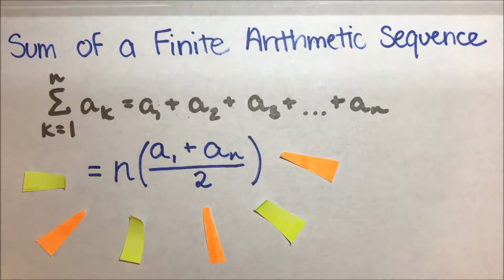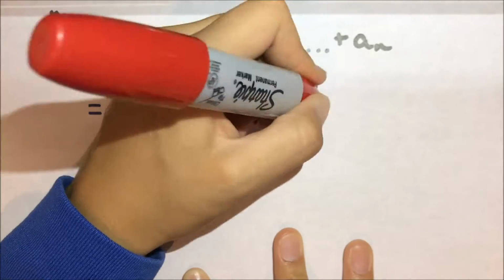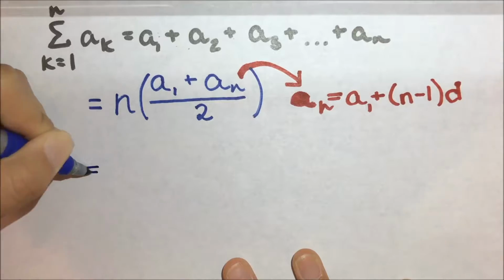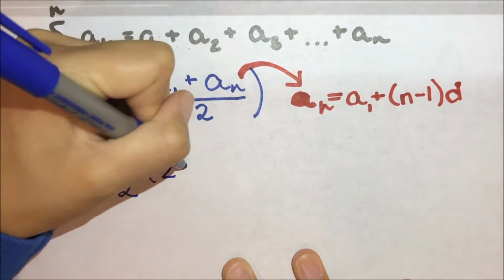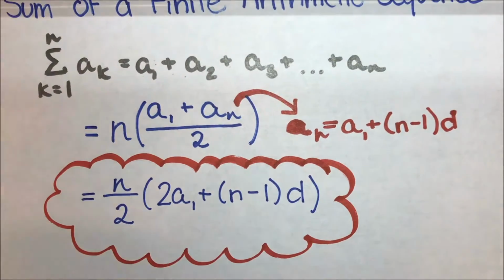From here, we can substitute an for our original arithmetic sequence equation. An equals a1 plus the quantity of n minus 1 times d. So we get n over 2 times the quantity of 2a1 plus n minus 1 times d. Now let's try it out.